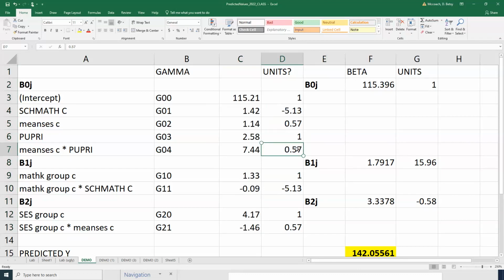So let's just check our other numbers though. Math group centered. Here, this one is not. We changed. So math group centered 1.33 is the right number, but we said in our example that it's 2 standard deviations above the mean, right? So that's going to be 15.96. I put in 15.96 here, right? Got it. Okay, and now I've got math group centered.